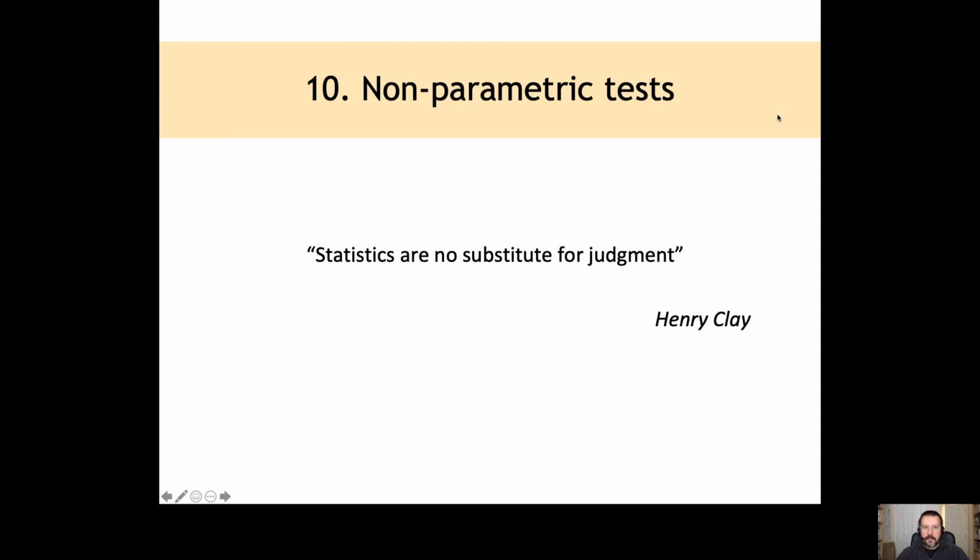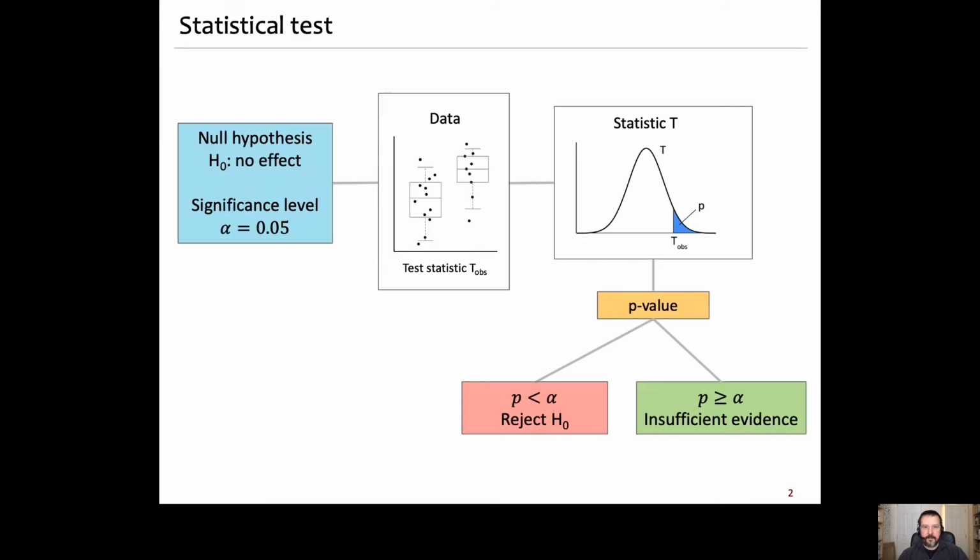Welcome again. Today we are going to talk about non-parametric tests. I will start with a quick reminder of what a statistical test is about. You start with a null hypothesis. Usually it means there is no effect, no difference between your biological conditions. You set your significance level. You perform your experiment, collect data and find a statistic T, the observed statistic.